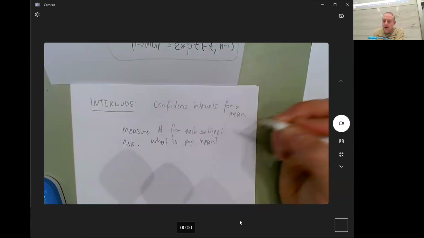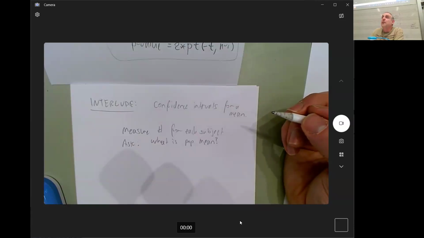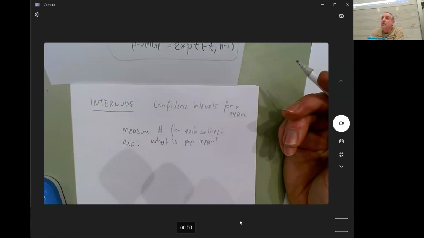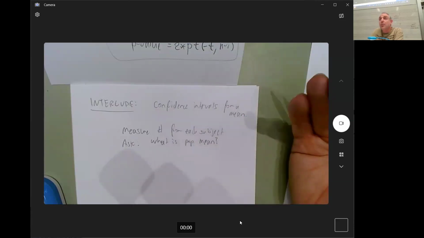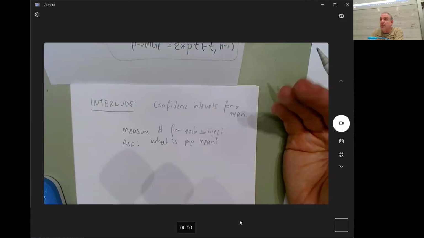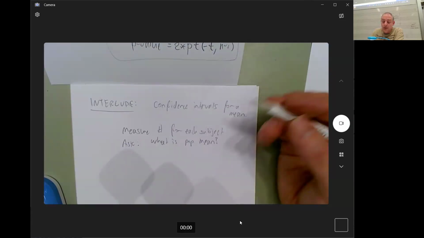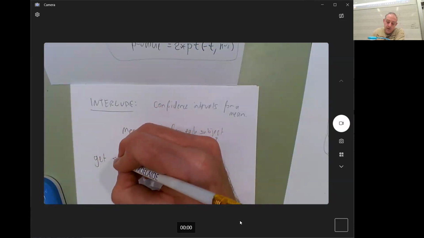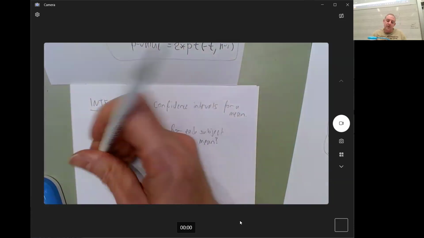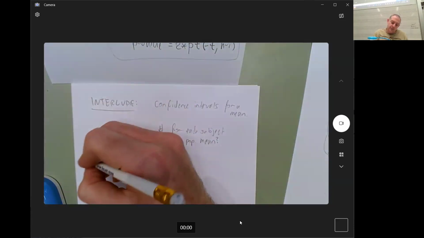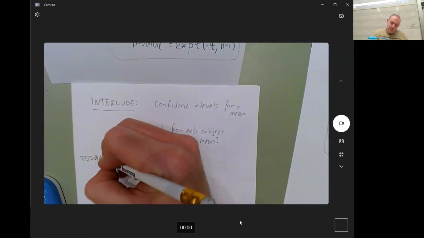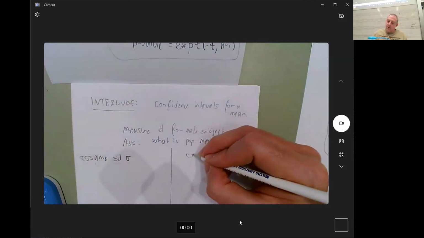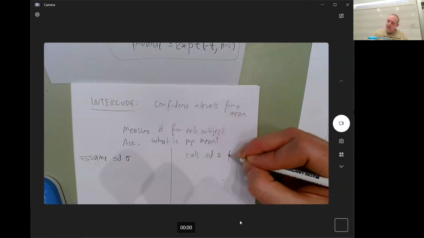What is the population mean? Instead of is the mean equal to a specific number, you say, well, what number is it? And you still have the same thing. Sometimes you calculate the standard deviation from the data. Sometimes you get it from the population. And so that depends on what situation you're in. Assume the standard deviation sigma, or calculate standard deviation S from the data.